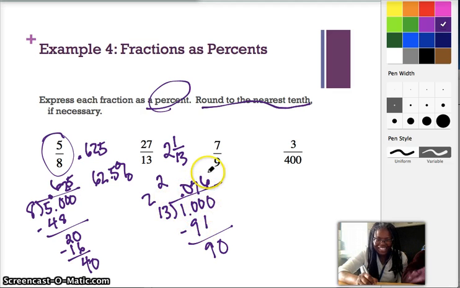7 times 13 gave us the 91. Now I've got 96. 6 times 13 is going to give me 8 down there. Carry my 1. 6 times 1 is 6, 7, 78.